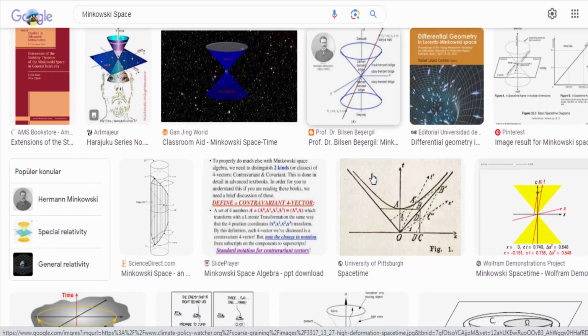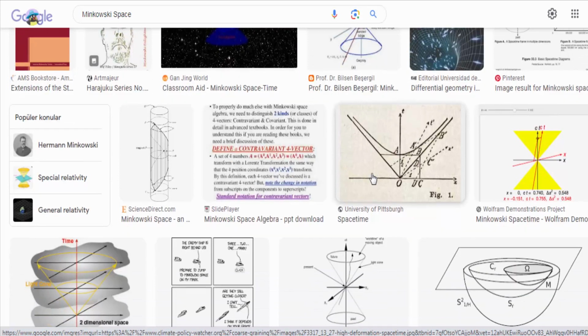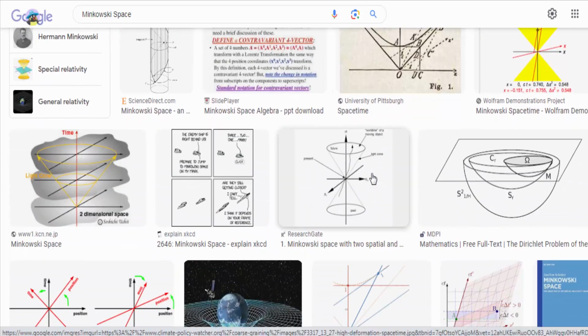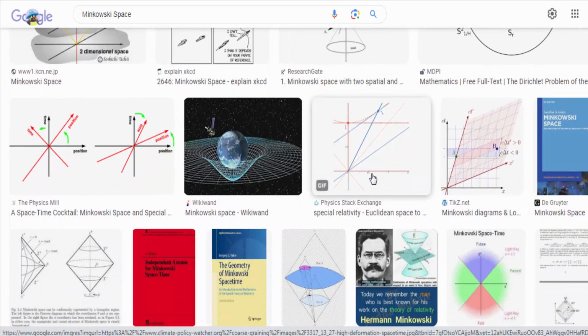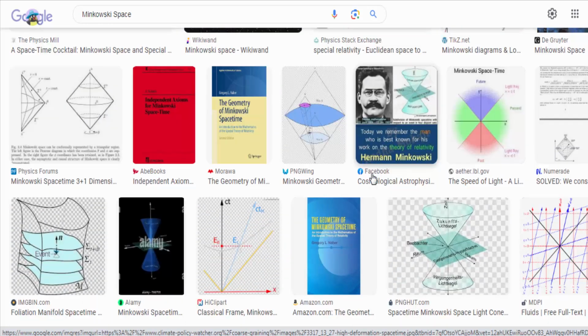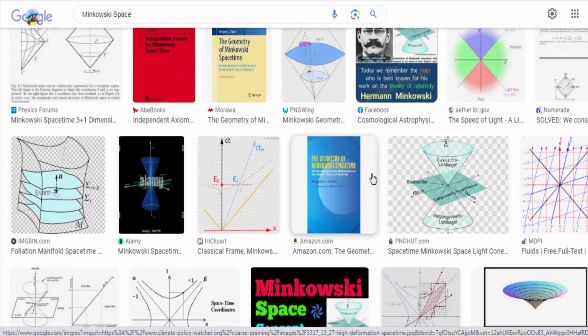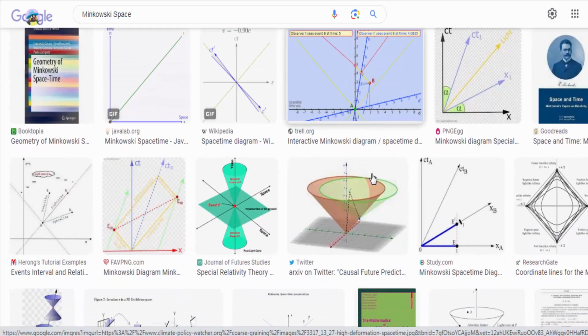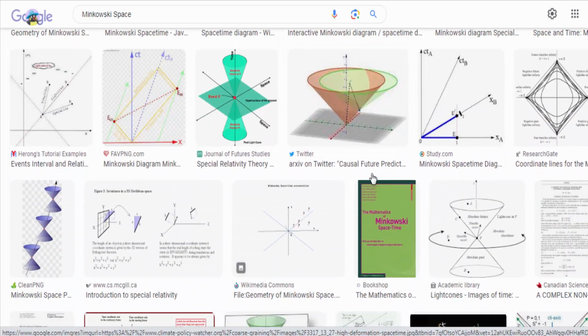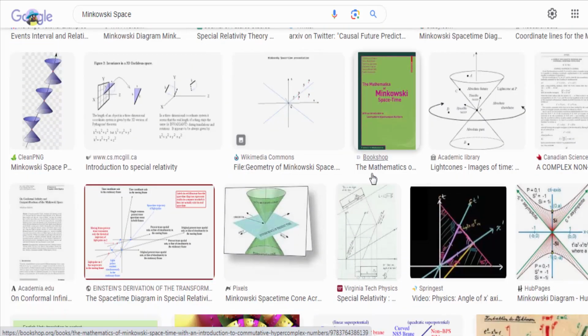Events with a spacetime interval of ds² greater than 0 are said to be space-like separated and cannot influence each other causally. Events with ds² less than 0 are time-like separated and can be causally connected, while events with ds² equals 0 are light-like separated and are related to the propagation of light or other massless particles.